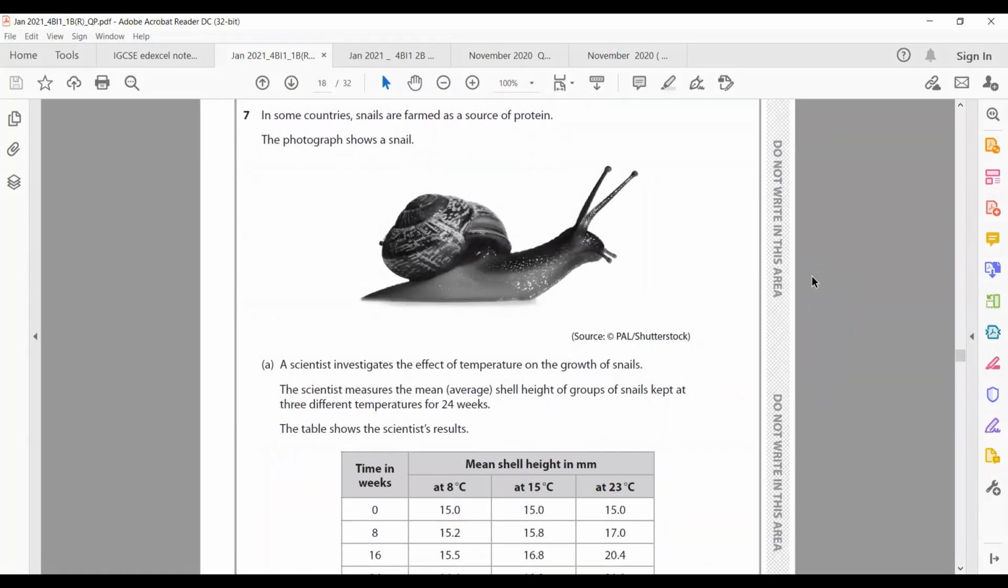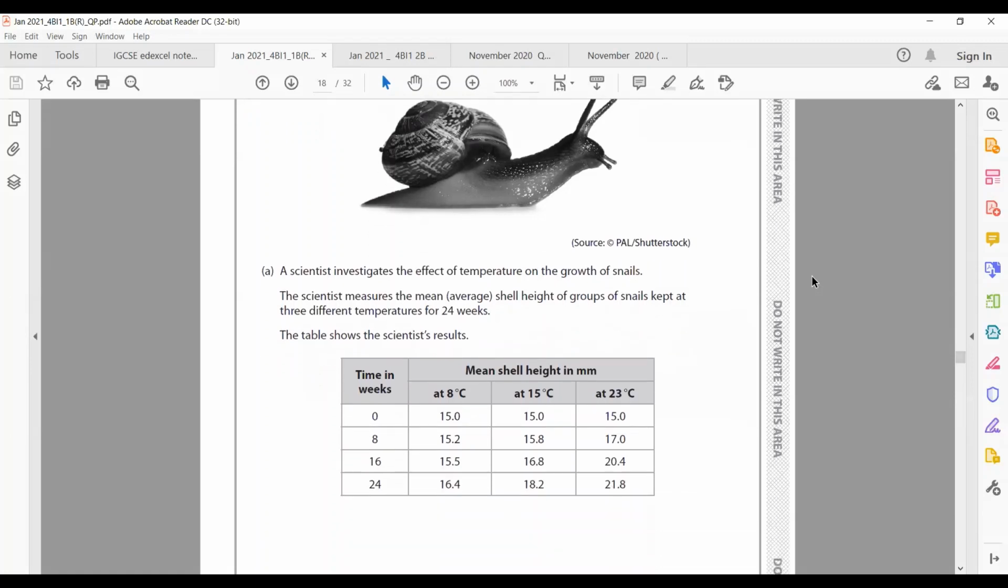What number 7. In some countries, snails are farmed as a source of protein. The photograph shows a snail. A scientist investigates the effect of temperature on the growth of snails. The scientist measures the mean or average shell height of groups of snails kept at 3 different temperatures for 24 weeks. The table shows the scientist's results.